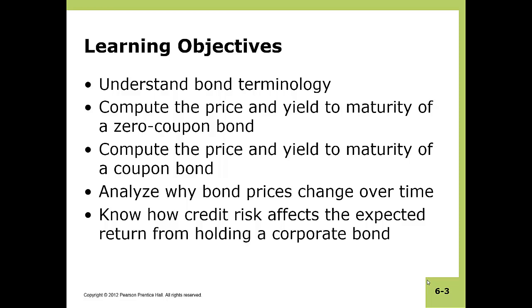So our learning objectives: we want to understand different bond terminology. We need to compute the price and the yield to maturity of a zero coupon bond. We need to compute the price and yield to maturity of a coupon bond, analyze why bond prices change over time, and know how credit risk affects the expected return from holding a corporate bond. So we're going to look at the risks of different companies.